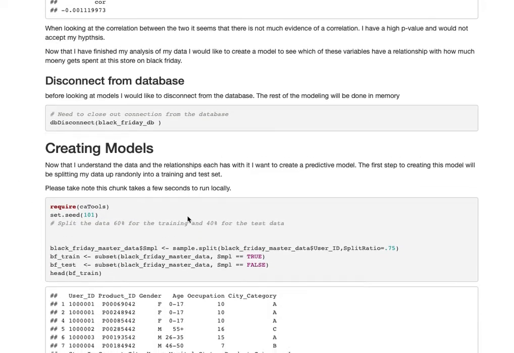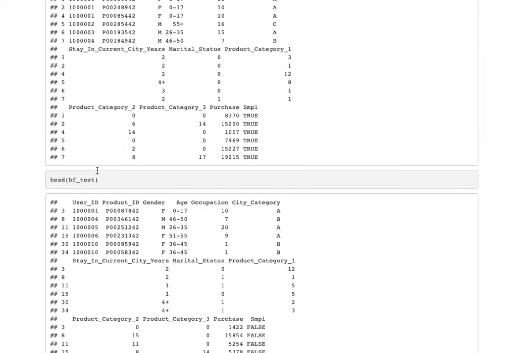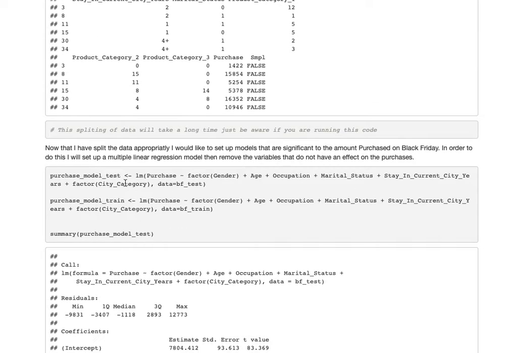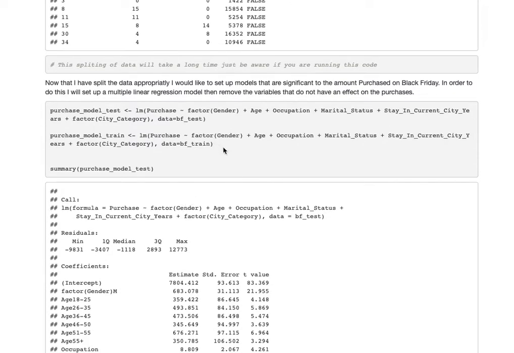I close out my database so that I can focus on my models. I create my training and my test set so that I can test my models and validate. So this is where I start, and this is to answer the question of like, how can we increase sales, or can we see a certain pattern of categorical consumers spending more?